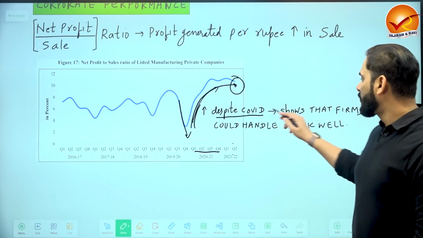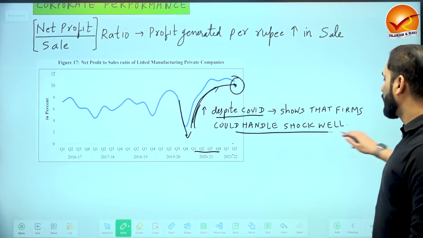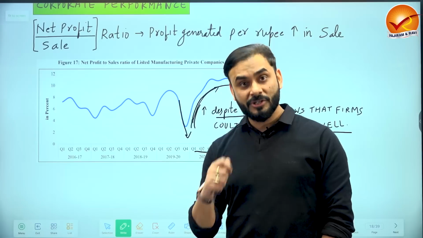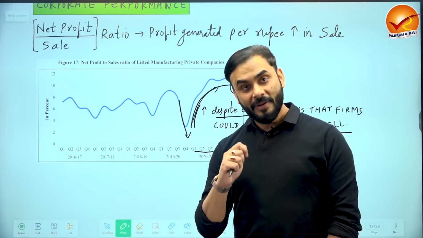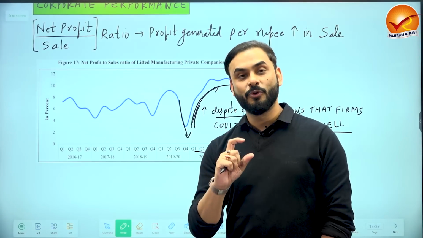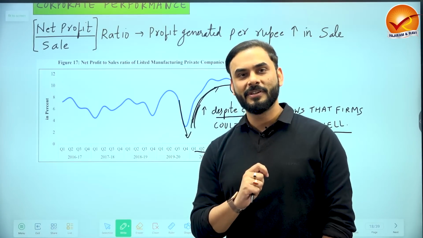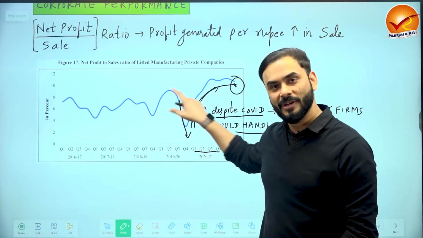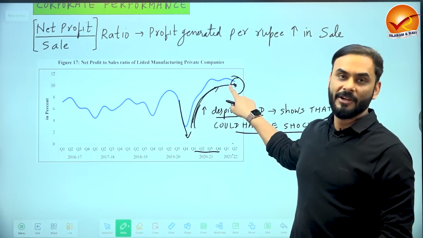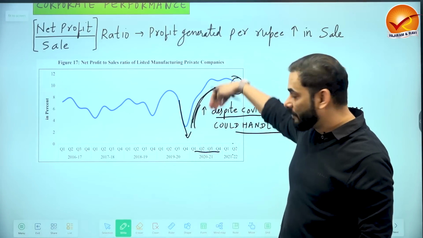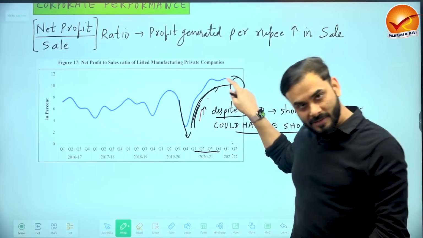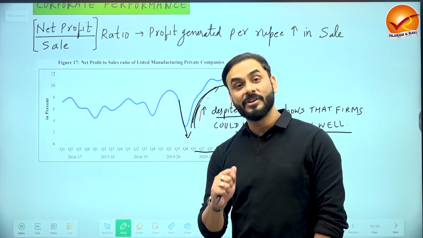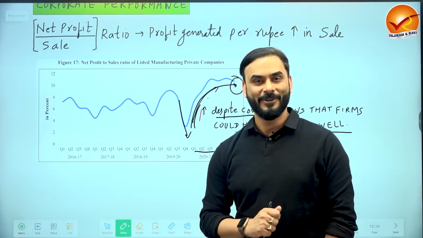It shows that despite COVID, our firms could handle the shock well, which means Indian companies in the business of production and manufacturing were able to handle the COVID kind of crisis relatively better than others. That is why your profit to sale ratio is still very decent. During COVID, ideally your profit to sale ratio should come down, but here it was increasing slowly. And it's a good increase, and it shows that our industries were robust and they were able to withstand crisis to a great extent. All right.